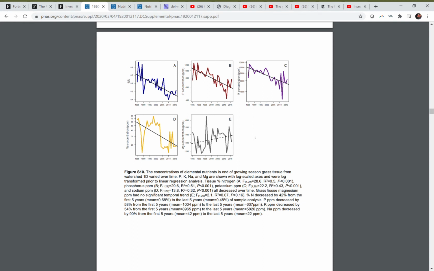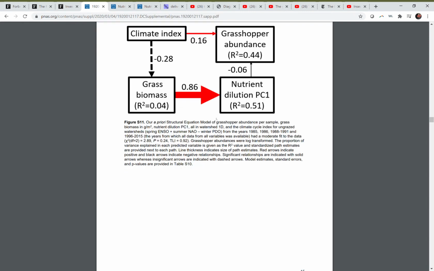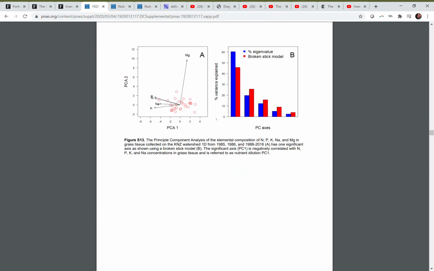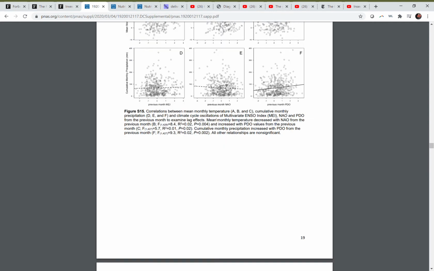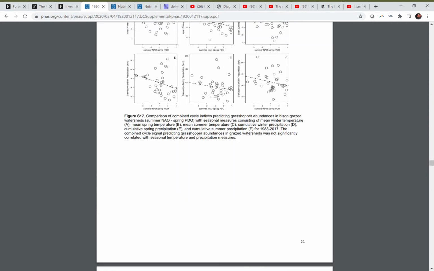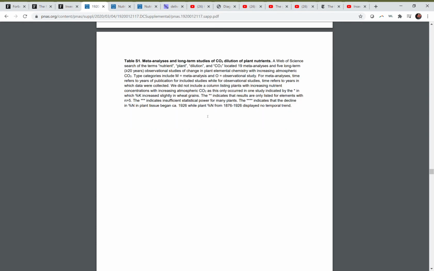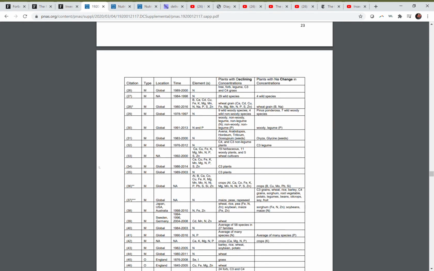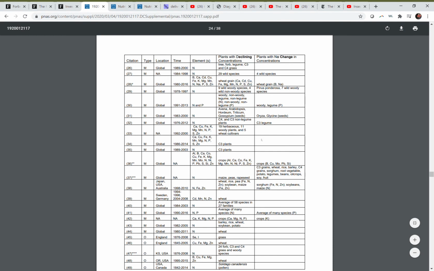So you might say, okay, this is one study that was done in a prairie in Kansas. Big deal. What does that mean to me? The authors did some additional research and literature review, a good amount of modeling, statistical analyses, and principal component analyses, which I won't get into. But if we scroll down here, they did another literature review, a meta-analysis, on studies of carbon dioxide dilution of plant nutrients. This is how they did the literature analysis and review. Here are your citations, the locations where these occurred, the time frame, and the element.